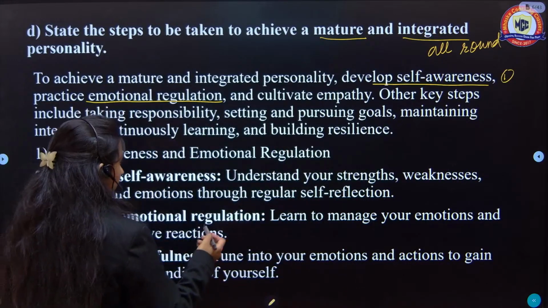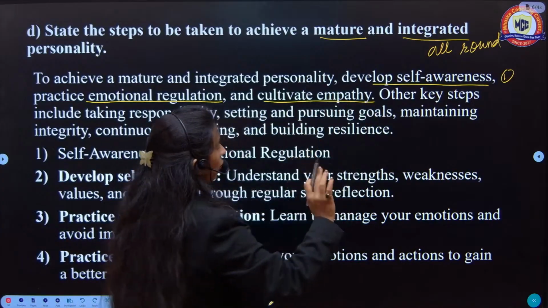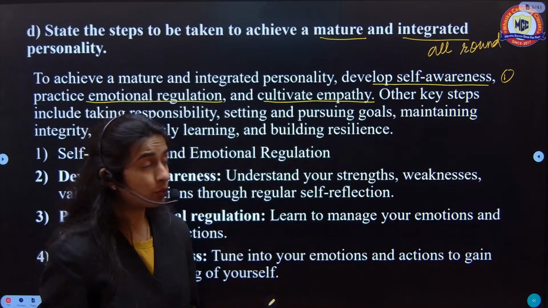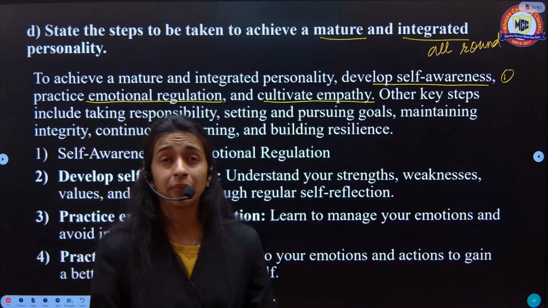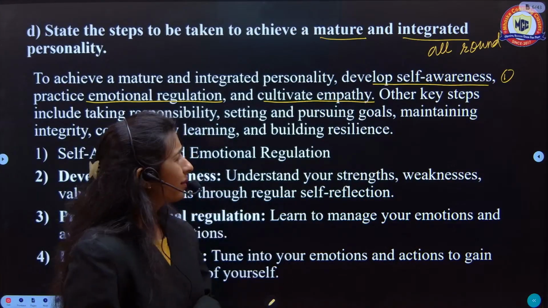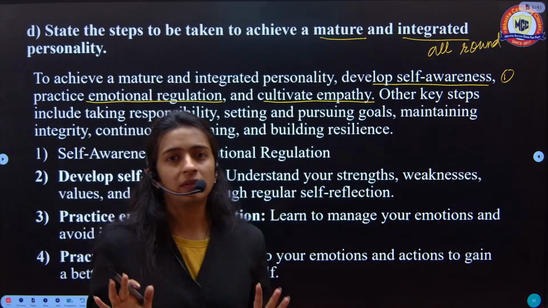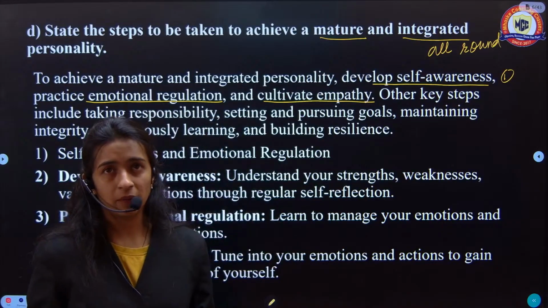Cultivate empathy. This is a really important point that everyone should do because it will lead to humanity. माणुसकी जर जपायची असेल तर empathy towards surroundings is really important, not just human beings.